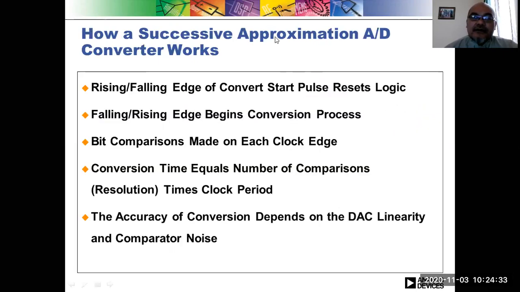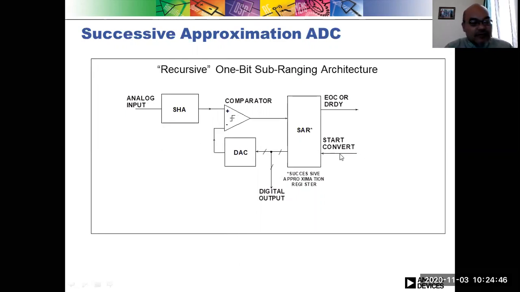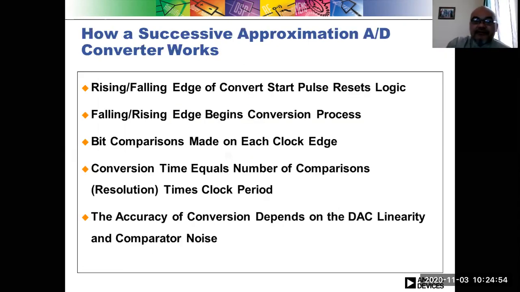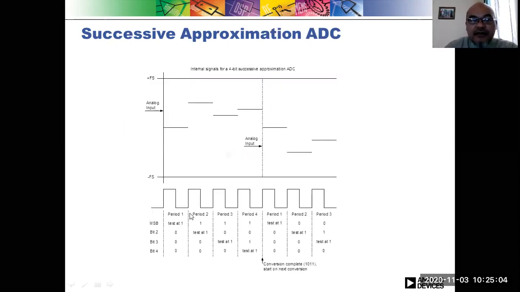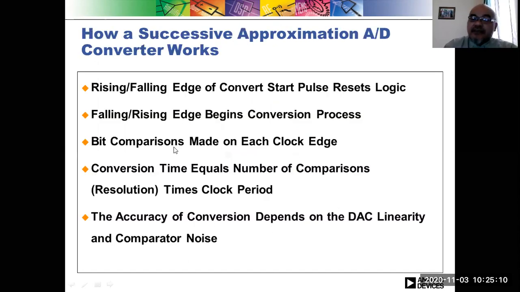Okay. So the rising or falling edge of the convert start pulse resets the logic. This is the conversion here. From here, start convert, when it is rising, it knows that it has to start the conversion. Then the falling or rising edge begins the conversion process. A bit comparison is made on each clock edge. As you can see here, on each of these clock edges, a conversion or approximation is made.